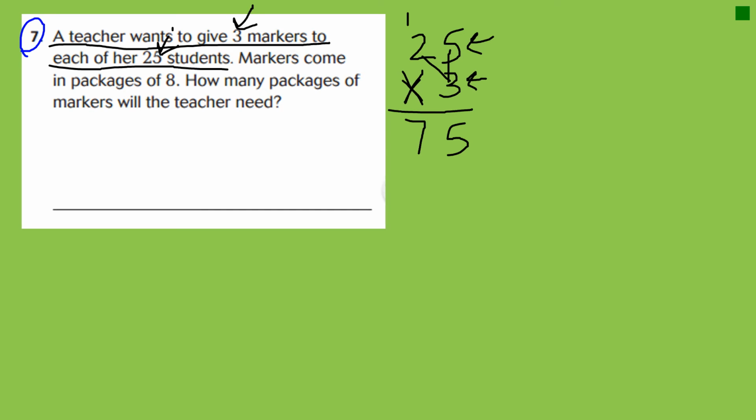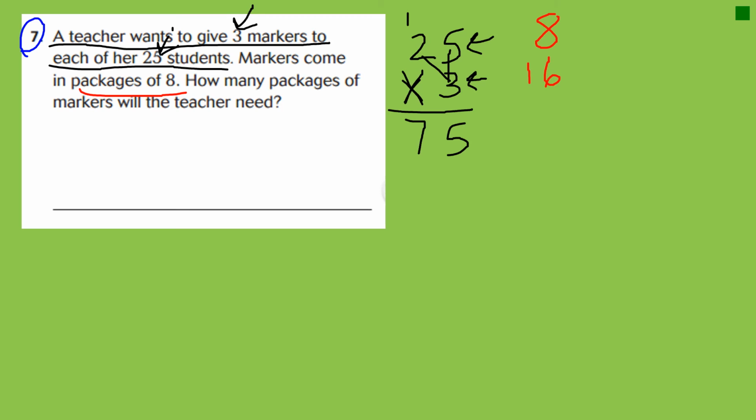Okay? So markers only come in packs of 8. How many packages of markers will the teacher need? You know what? I am still going to do multiples. I'm doing multiples. Okay? So I'm going to write the multiples of 8 for every package I need. 8. That's 1 package of markers.